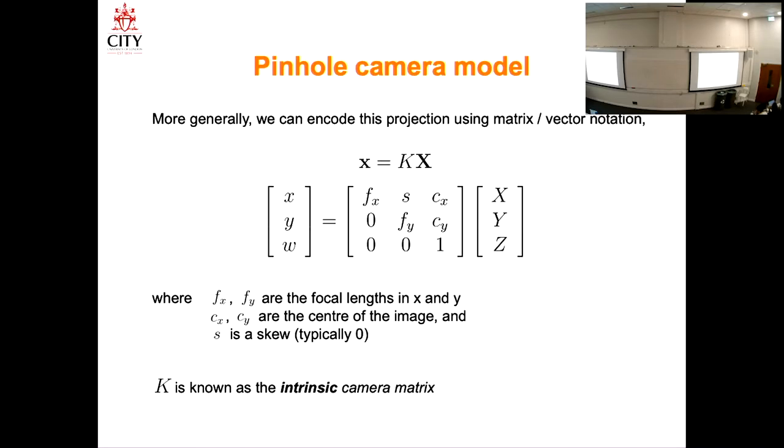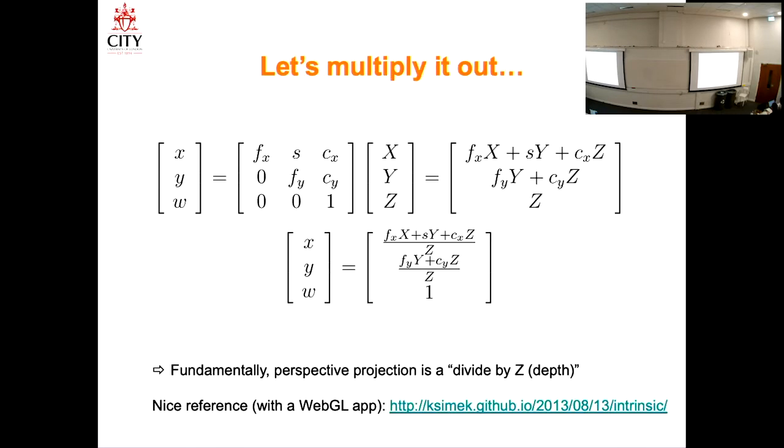So S, oh, I see the pens now. S is the skew, which just skews your images. We will play with this matrix a bit tonight. So let's multiply it out. If we multiply these two together, we will have this matrix, which if we divide it by Z, we will have this one. So generally, the fundamental concept here is that perspective projection is a divide by Z. So the further the object, the higher the value of Z, the smaller the item will be on your image.